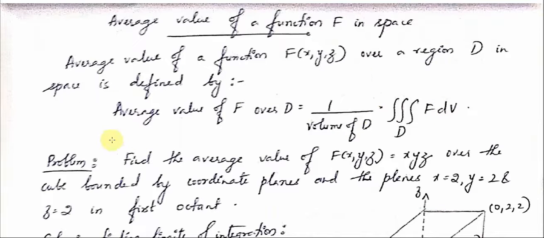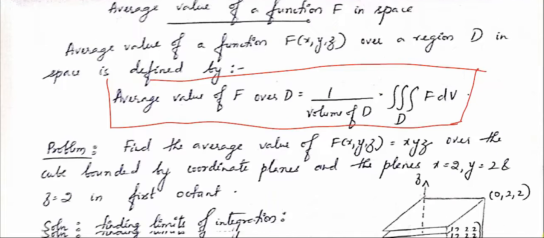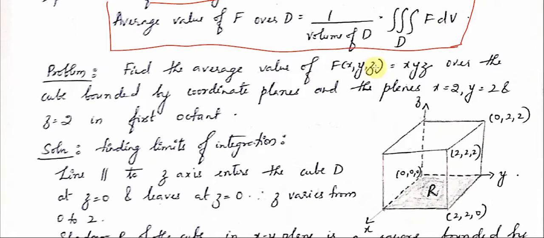Alright, this is the formula for the average value of a function over a 3-dimensional space D. We will have a look at the problem. Find the average value of f of x y z equal to x times y times z over the cube bounded by the coordinate planes.